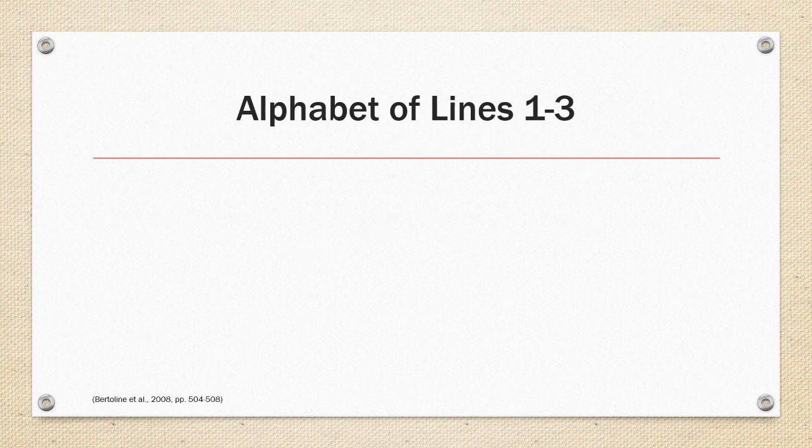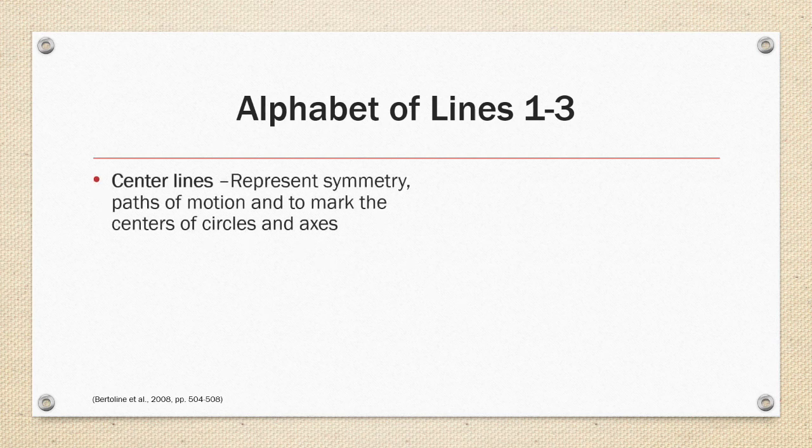The line types defined by the standard can be thought of as an alphabet of lines for specific applications. We will go through each one, starting with the first three. The first line type is the center line. It can be used to represent symmetry, paths of motion, and mark the centers of circles and axes. Note the spacing requirements of the line elements in the image shown on the right.